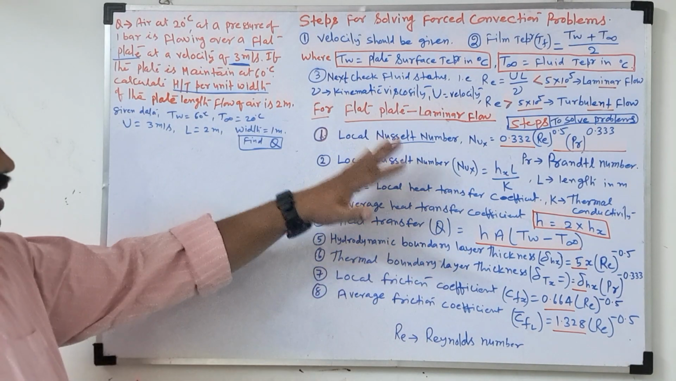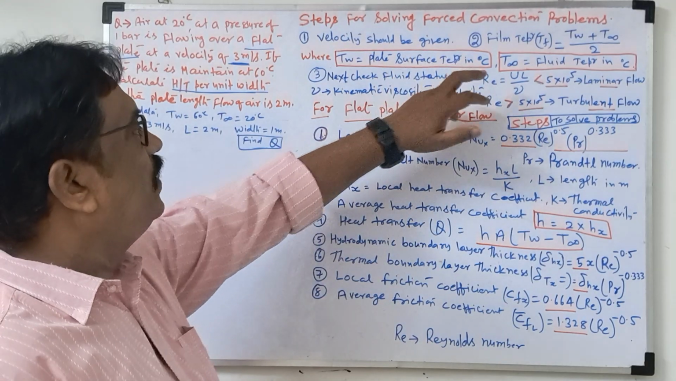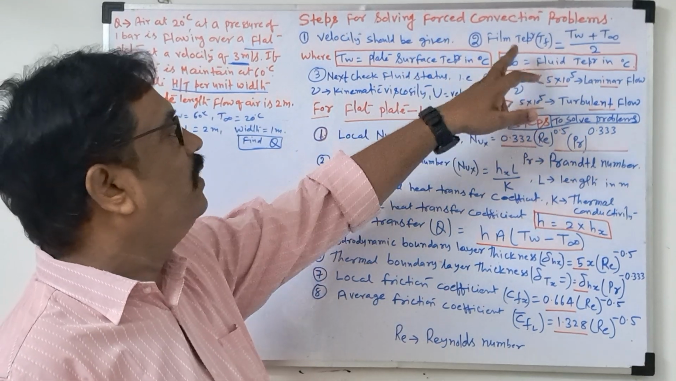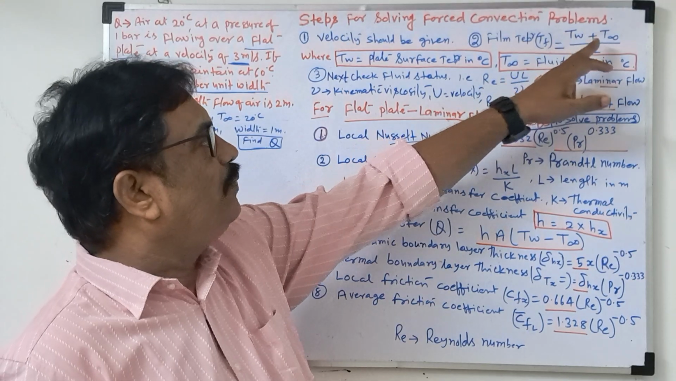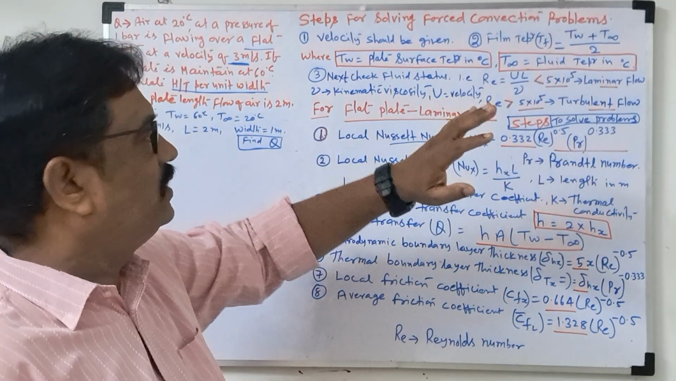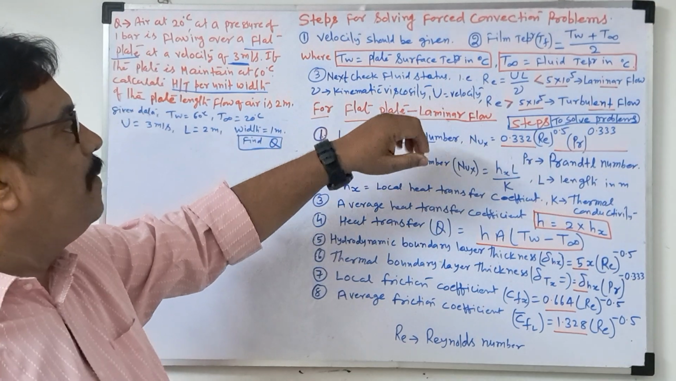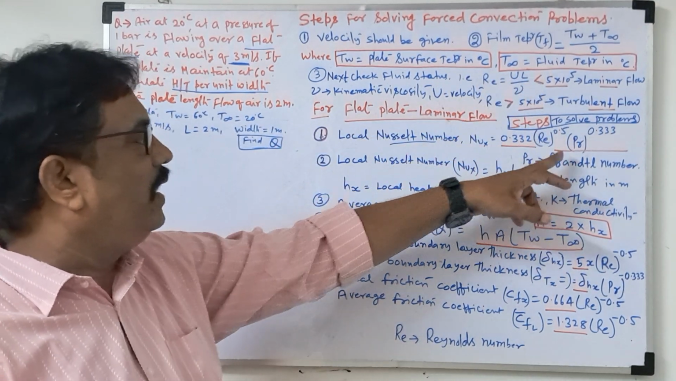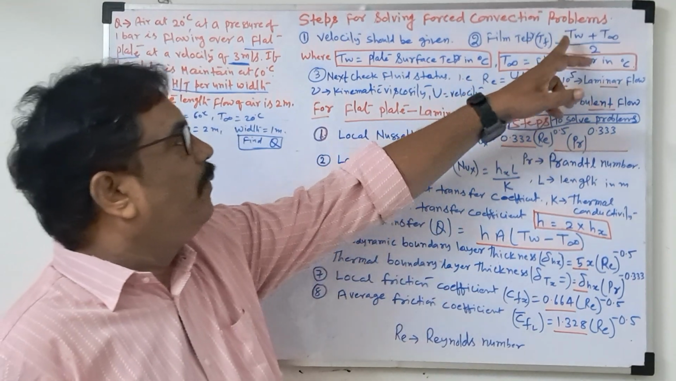Okay, now I will explain the steps first. For forced convection, what are the steps? First we see whether velocity is given. Yes, then this is a forced convection problem. Then we find the film temperature: the average of the surface temperature and the fluid temperature. With the film temperature, we take all the properties like kinematic viscosity, thermal conductivity, and Prandtl number from the data book at film temperature.